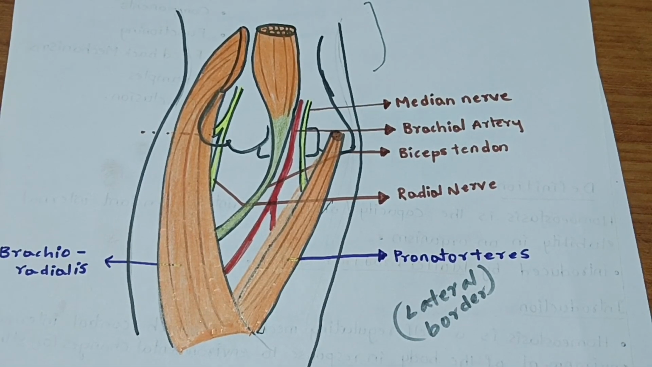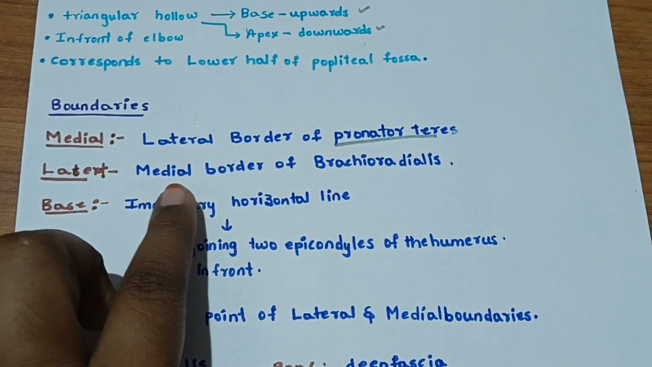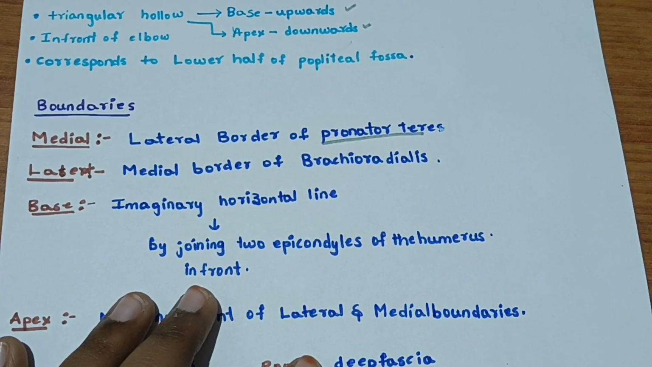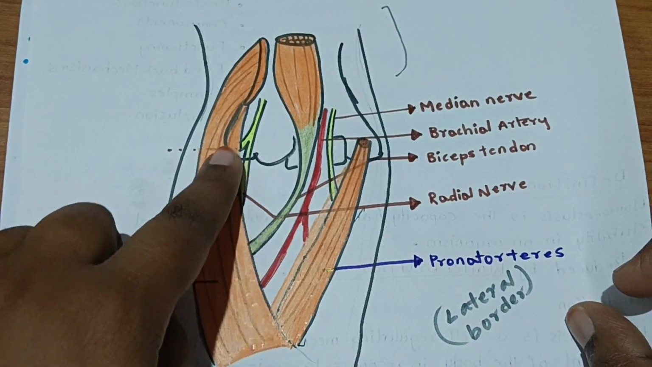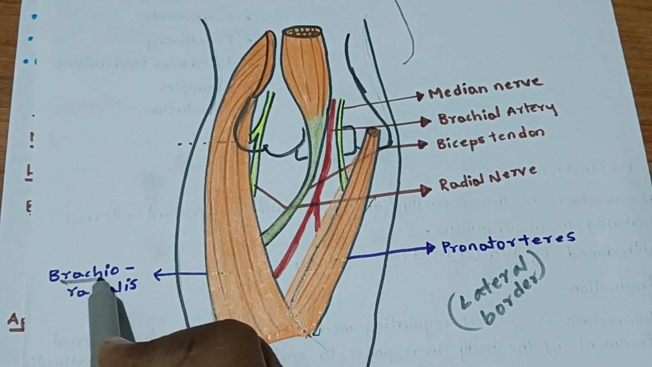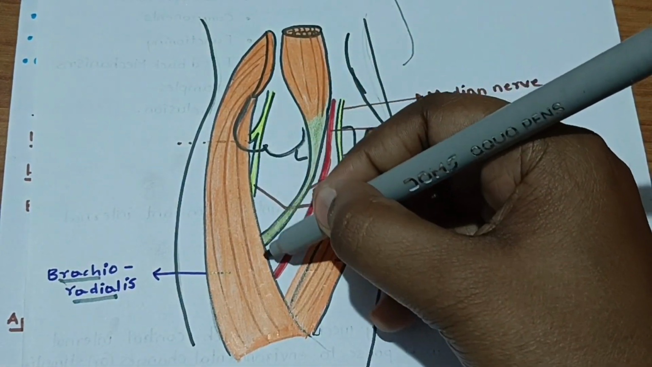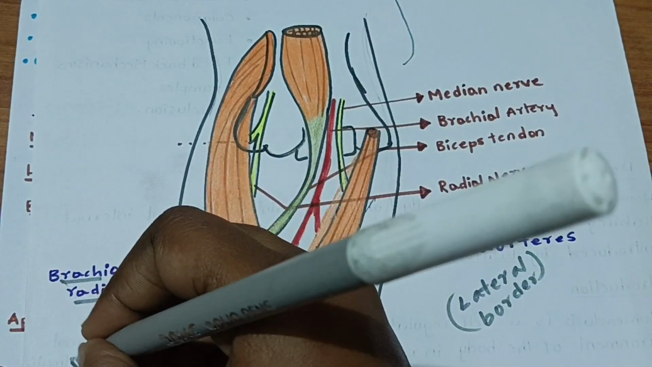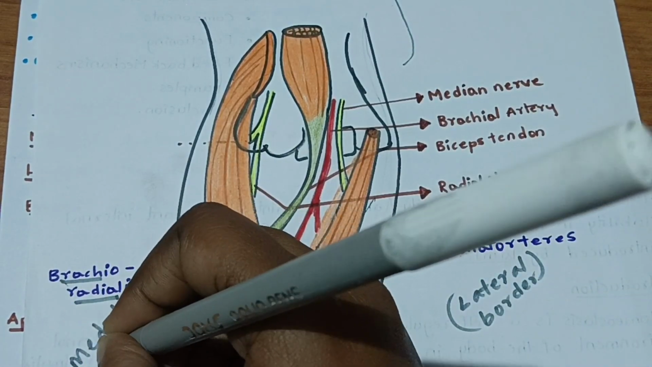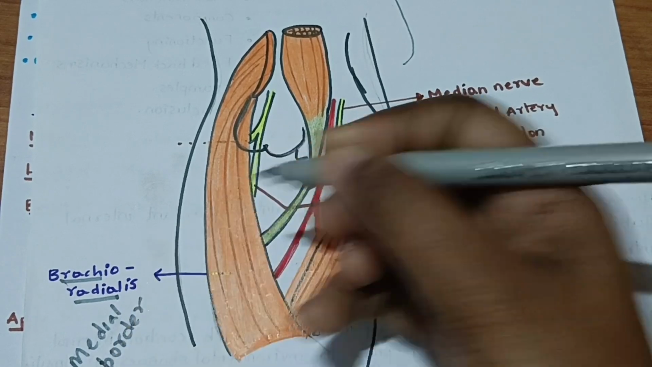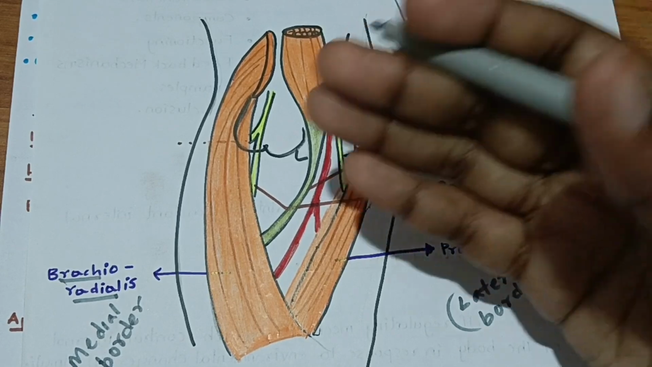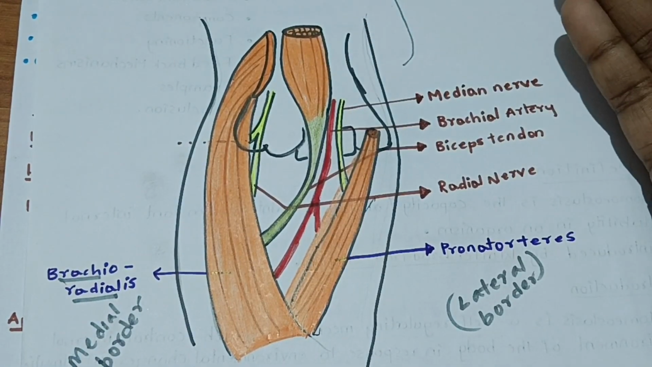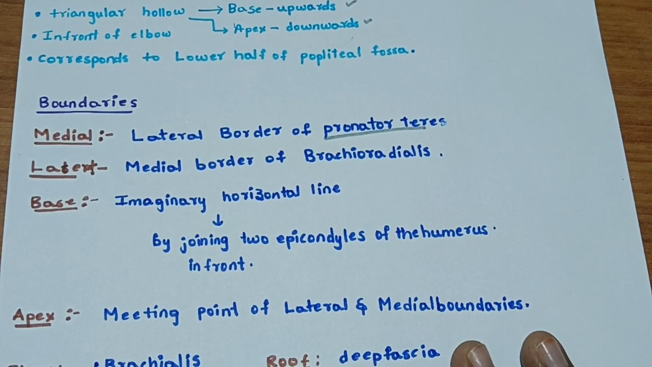Now, the lateral boundary. The lateral boundary is formed by the medial border of brachioradialis. This is the lateral wall, formed by the brachioradialis muscle, its medial border. Whereas the medial boundary is formed by the lateral border of pronator teres and the lateral boundary is formed by the medial border of brachioradialis.